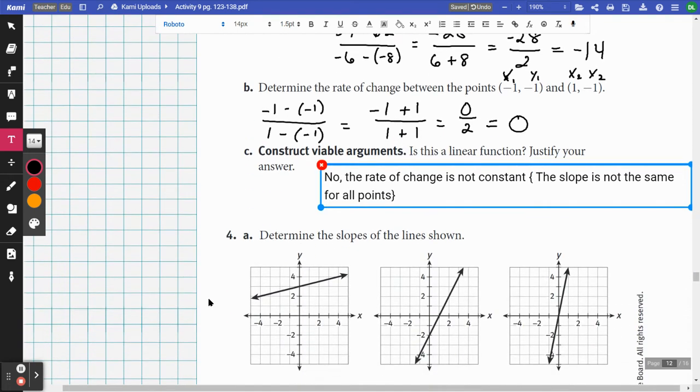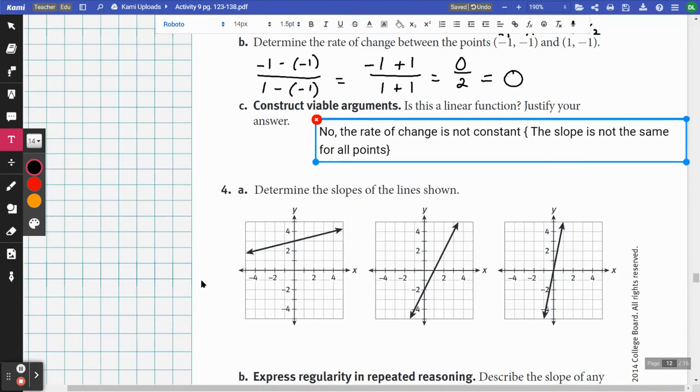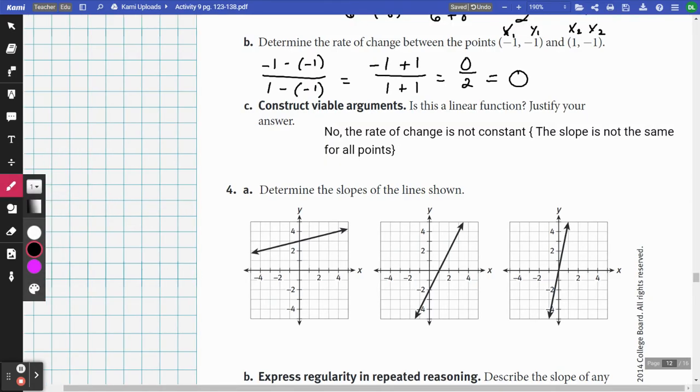Determine the slopes of the lines shown. We know our rule for these is that we just have to find two good points. I got a good point right there, and right there. I got a good point right there and a good point right there. I got a good point right there in the origin, and another good point right there at the top of the graph.